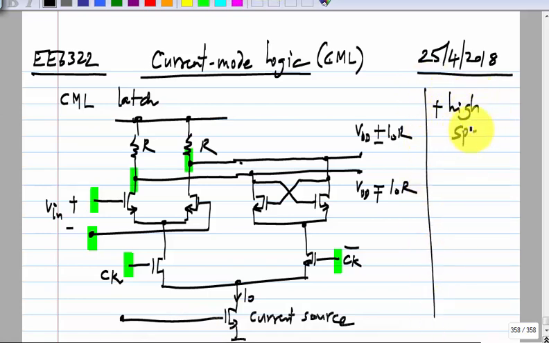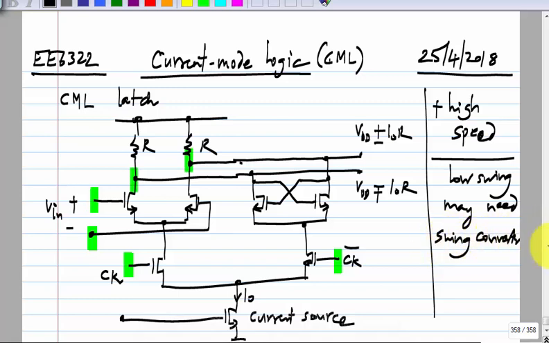This has the advantage that you can have high speed, but one of the disadvantages is that the swing is low. I mean, rather, this can be an advantage or a disadvantage. It's in fact fast because the swing is low, it doesn't swing the whole way. At the same time, if you want to drive something else with this, that low swing may or may not be enough. You may have to convert this to full rail logic to drive the conventional logic circuit. It may need a swing converter, but the bigger disadvantage is, at least in this form, this always consumes current whether there is data transmission or not. So the power dissipation is very high.